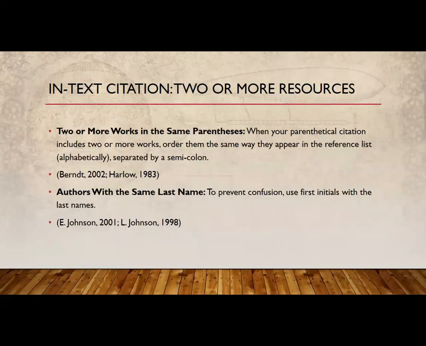If you have two or more works in the same parentheses, so you have two different authors and you're trying to mesh their ideas together, they would appear as they would in a reference list. You'll have the last name, comma, 2002, and then a semicolon to separate the two authors because they're not from the same article. Then you would do the next author, comma, 1983. It would be in alphabetical order.